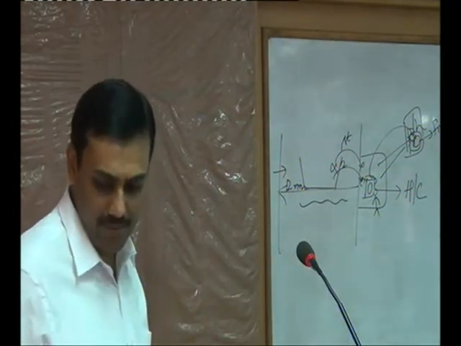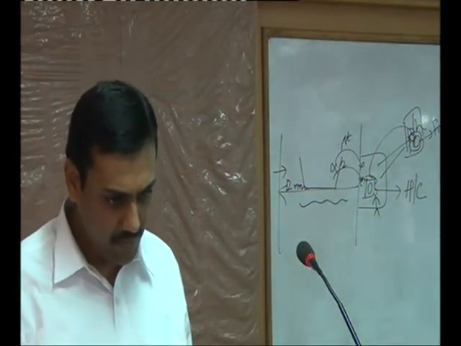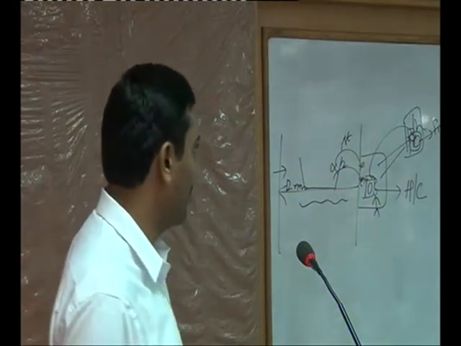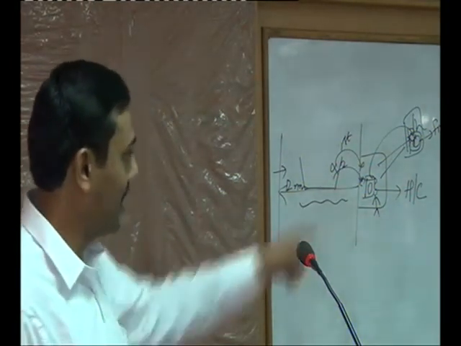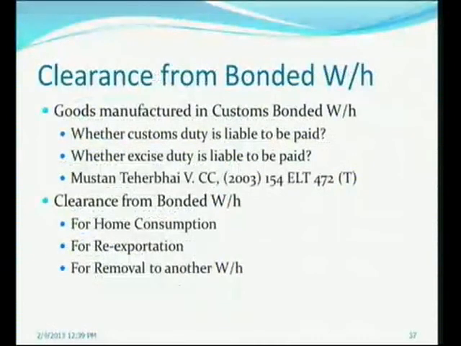Yes, removal for goods manufacturing customs bonded with the customs. This you have already answered. That's given in Mustan Terabai, which is Commissioner of Customs. We all had a doubt what kind of duty it is. It is this kind of duty. Clearance from bonded warehouse, you can do three clearances. One is for home consumption, one is for re-exportation, and one is removal to other warehouse. That we have done.